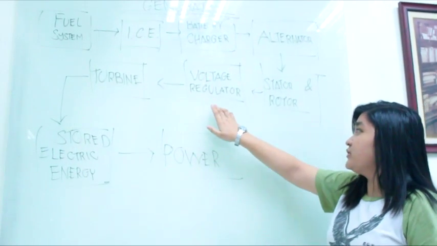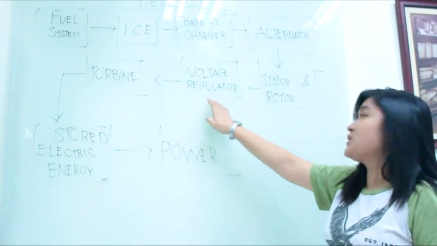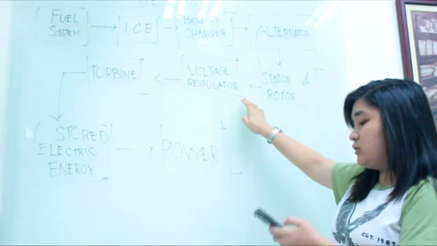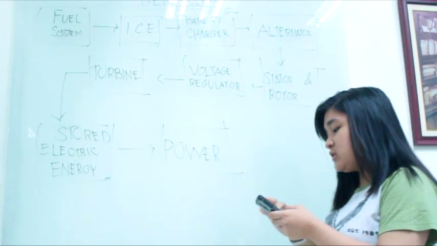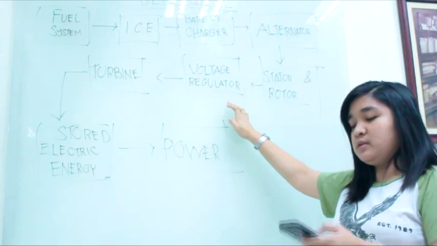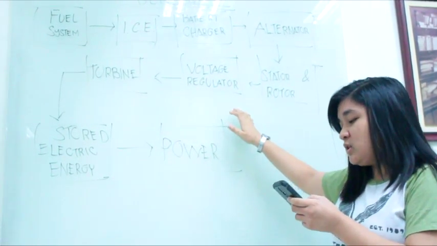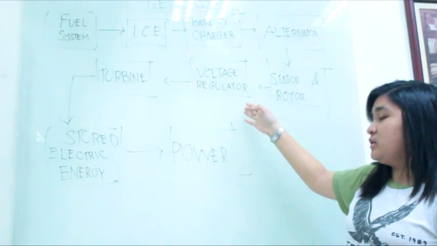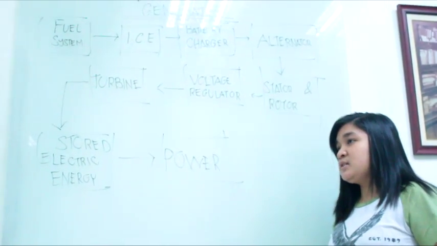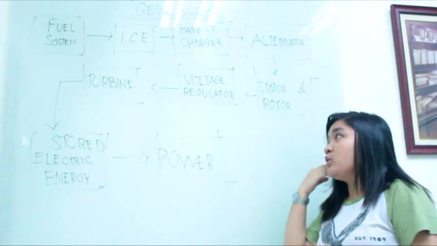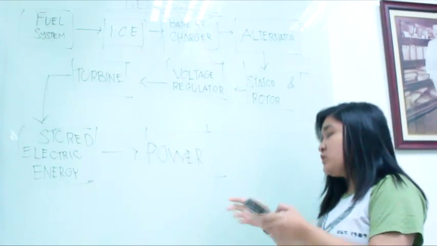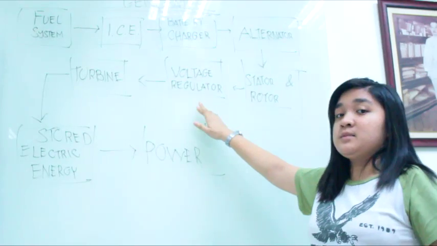So the voltage regulator, from the word itself, regulates the voltage coming from the stator and rotor, in which the hazards are electric shock, explosion, and malfunction of the machine. So the mitigating measure is to avoid wet floors because they might cause electric intrusion or explosion, and the installation of fire alarms just in case it explodes.